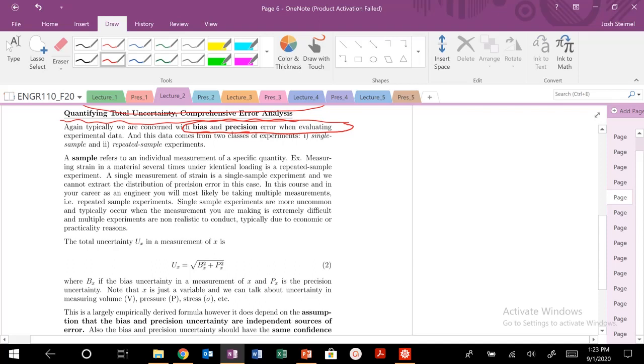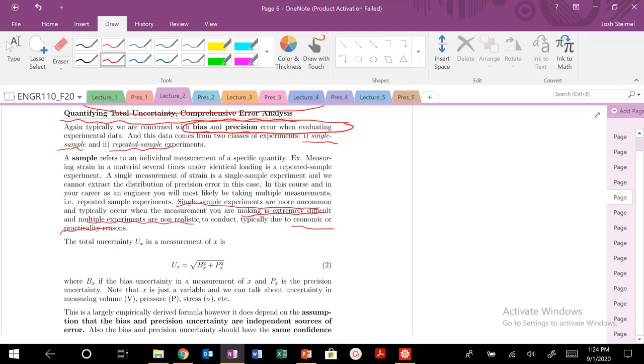So one quick thing, you'll typically deal with experiments that are in two broad classes, single sample experiments or repeated sample experiments. A single sample experiment is much more uncommon, and they really only occur when the measurement you're trying to make is extremely difficult, really expensive, for economic reasons and practicality reasons, or where multiple experiments cannot realistically be conducted. So think of the Large Hadron Collider, those types of experiments, where we can't run 10, 15, 20, 30 measurements on those samples.